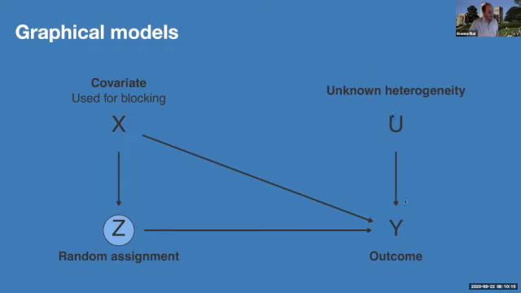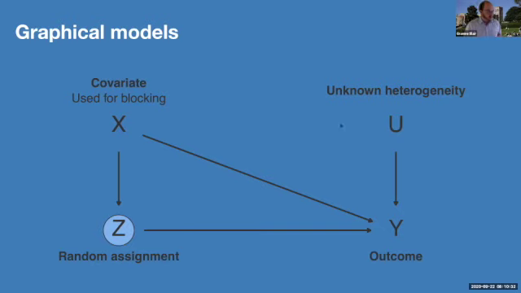One thing that I have also said is that U doesn't have an effect on Z. So there's no arrow from U to Z, which is an assumption that I'm making about the fact that this unknown heterogeneity isn't affecting the random assignment. That's a claim I'm willing to make in this experimental design because I'm randomly assigning Z, and so I know it's not related to any feature except for X because I use that in blocking.